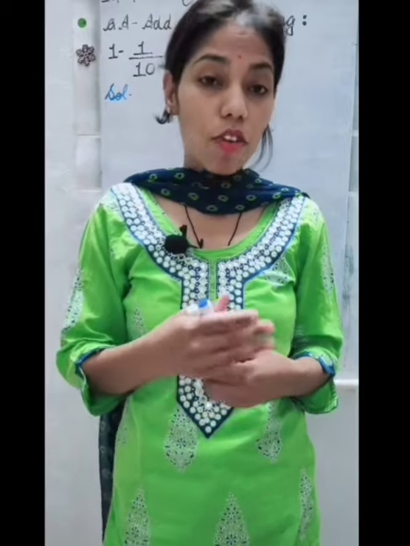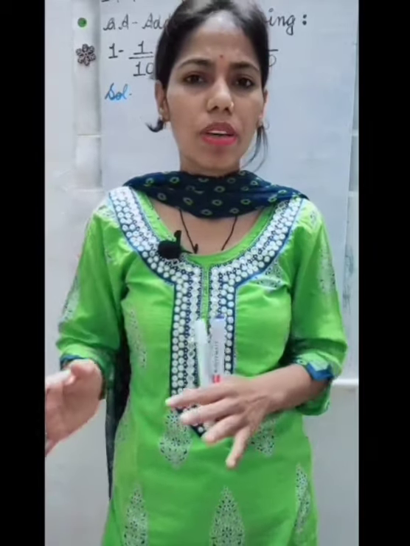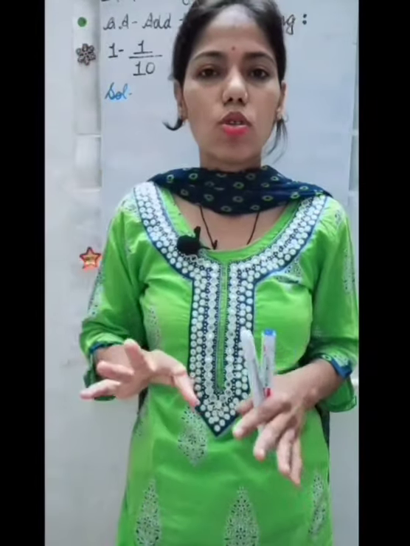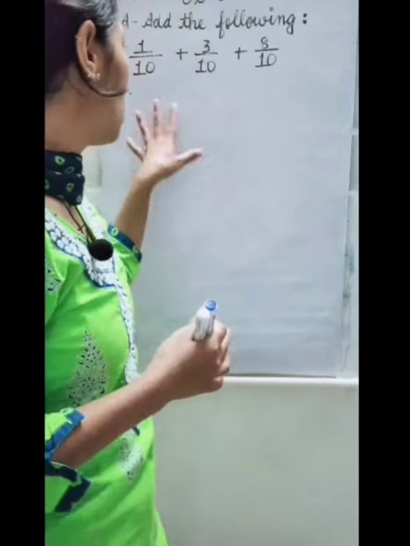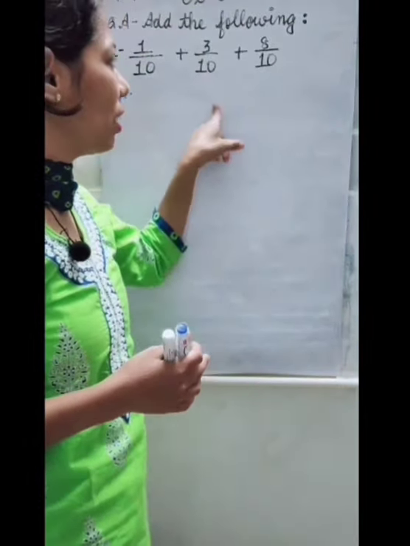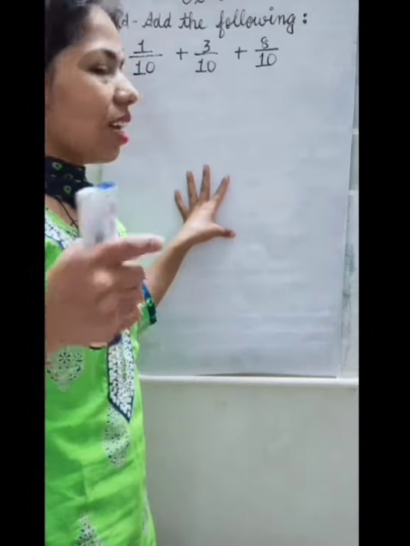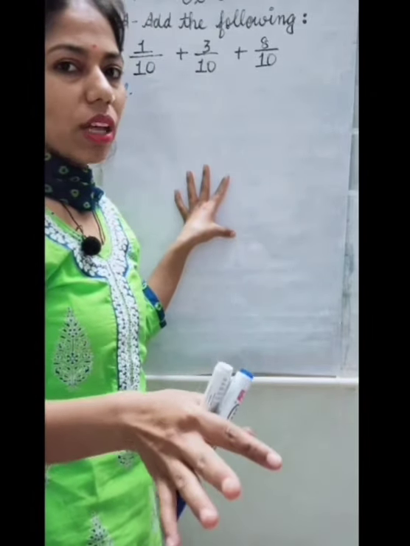So let's start. First question is add the following. As no number is mentioned here, I have written question A. So you can also write question A, add the following here. First part is 1 by 10, 3 by 10 and 8 by 10. So we have to add, and as we have to add fractions, there is a little different method of adding fractions.